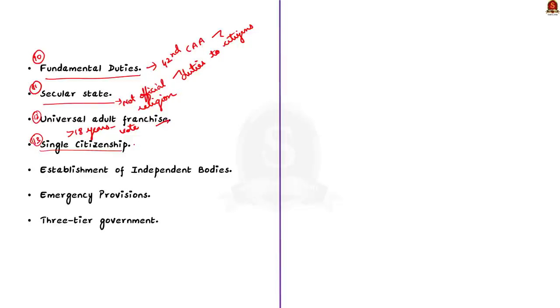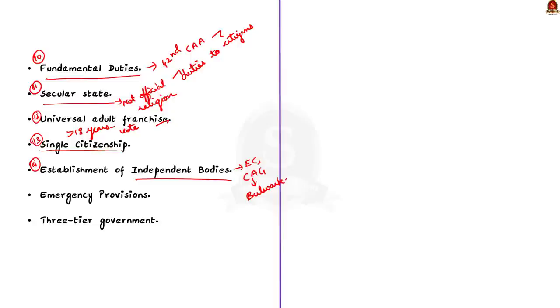Then the 14th feature is, the constitution provides for the establishment of independent bodies like the Election Commission, Comptroller and Auditor General, etc. And these bodies are the bulwark of the democratic system of government in India. For example, take the Election Commission. It is solely responsible for conducting free and fair elections in the country. This is the 14th feature.